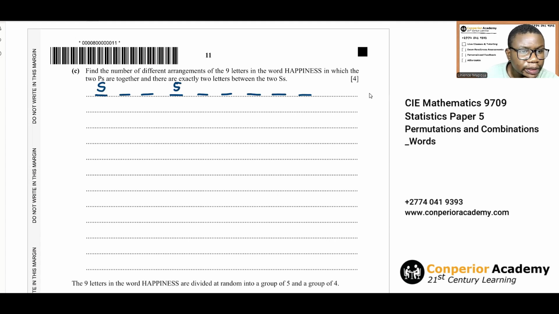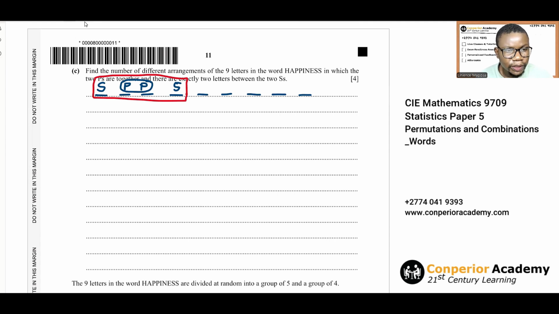So I can have a situation where the 2 P's, because I want them together, are in between the 2 S's like this, right? In which case this is fixed. So once you have this situation, you can treat this as one object because now it's fixed. It's locked in like that.